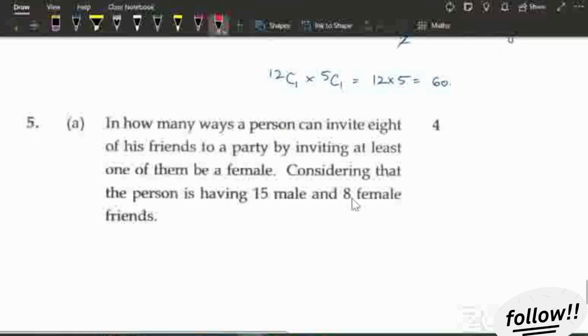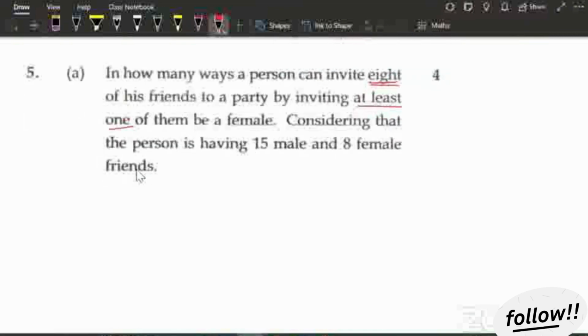So there are 15 male and 8 female friends. He should invite 8 of his friends only, and at least one should be a female. Here we are going to solve it using an alternative method. Understand how to solve this? So there are totally 15 male and female friends are 8.